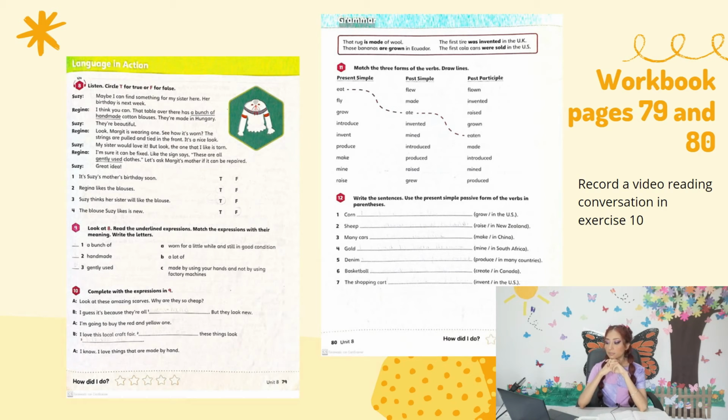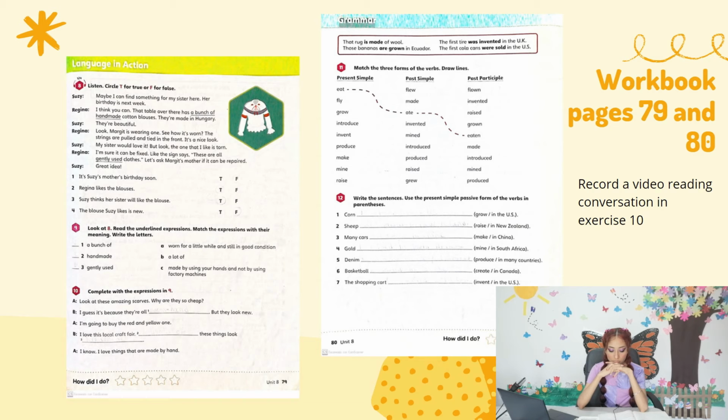Maybe I can find something for my sister here. Her birthday is next week. I think you can. That table over there has a bunch of handmade cotton blouses. They're made in Hungary. They're beautiful. Look, Margit is wearing one. See how it's worn? The strings are pulled and tied in the front. It's a nice look. My sister would love it.